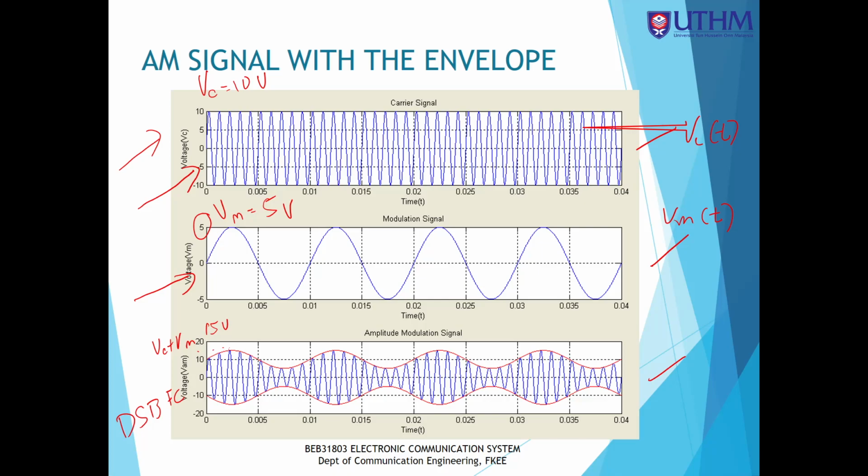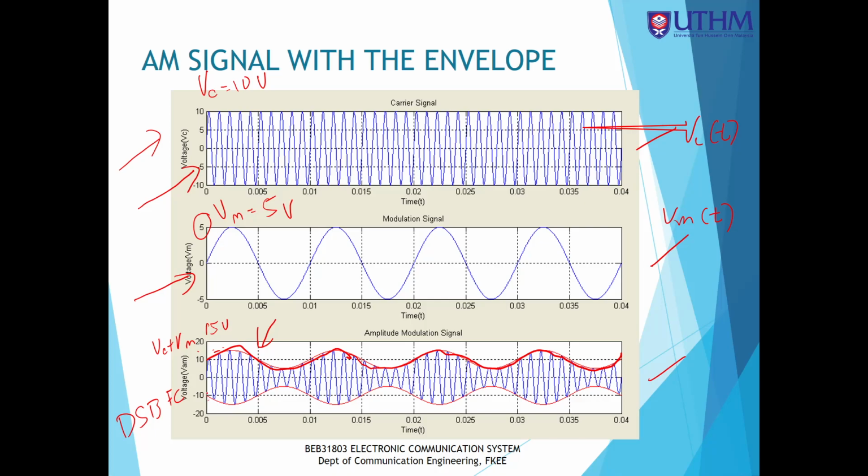So you see that here, the amplitude of the carrier changes. The up and down changes regularly according to the input. Dia bergantung kepada input. And for your information, this red line is what we call the envelope. This is the imaginary line. Dia tidak wujud sebenarnya. It doesn't exist actually. It is an imaginary line.